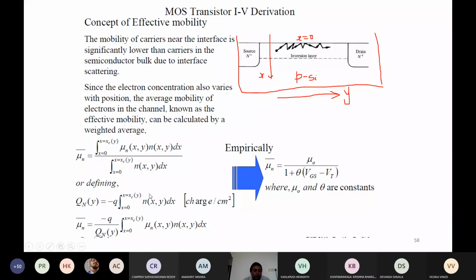This can be substituted with the help of this definition of Qn, meaning charge per unit area in the channel. So this one can be substituted by Q1 by minus Q. Q1 is coming in the denominator, minus Q is coming in the numerator, and this top numerator term is still the same, mu1 xy and xy dx.